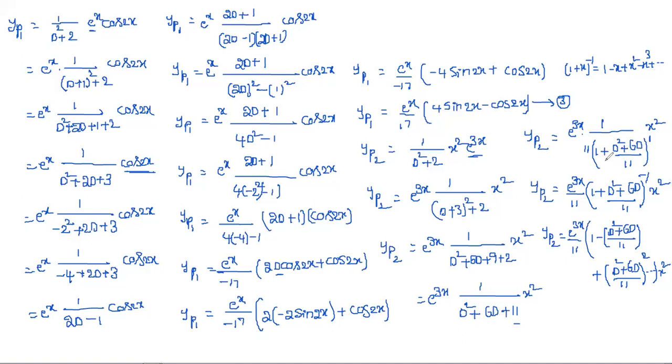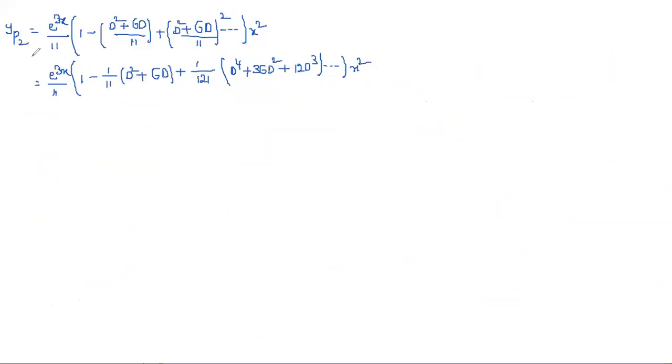And then I am taking this one into the numerator. After that, I applied this expansion. Here x is nothing but D square plus 6D by 11. So 1 minus x plus x square minus x cube and so on. So the infinite series. Now we are going to simplify that.